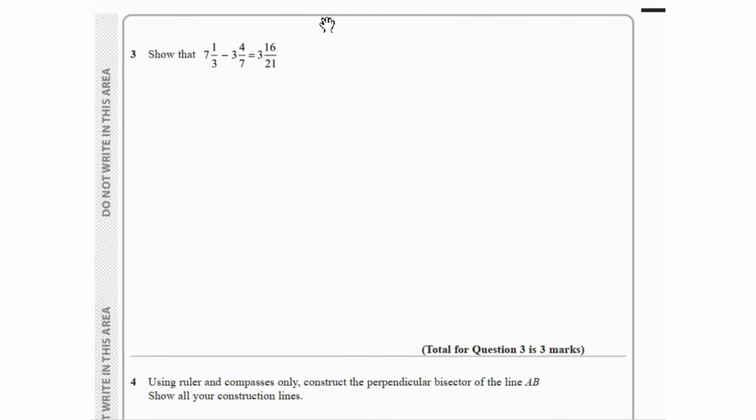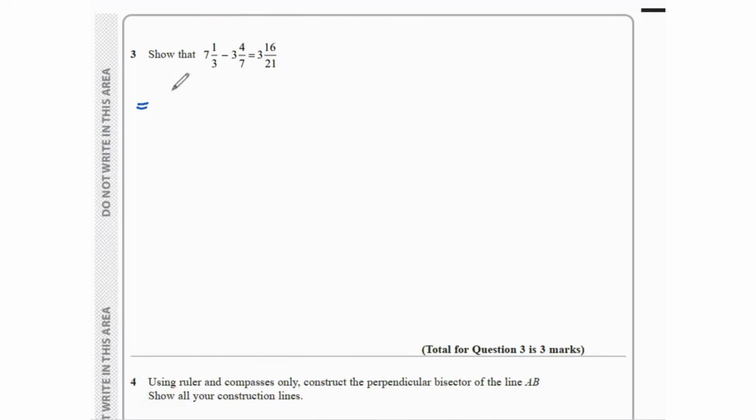Then we have two mixed numbers being subtracted. So whenever we have fractions with unlike denominators being subtracted, we have to make the denominators equal. But before we do that, in this case, we convert the mixed number into an improper fraction first. So for that, you times the denominator by the whole number and add the result to the numerator.